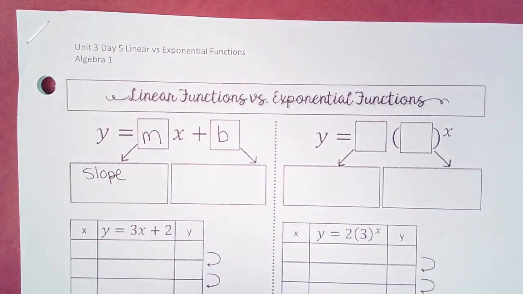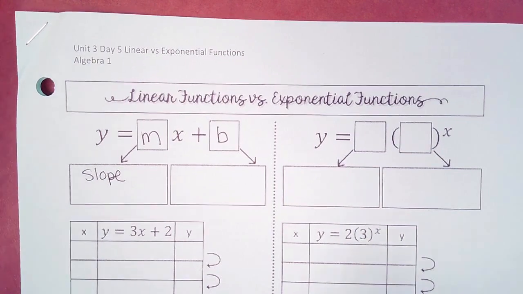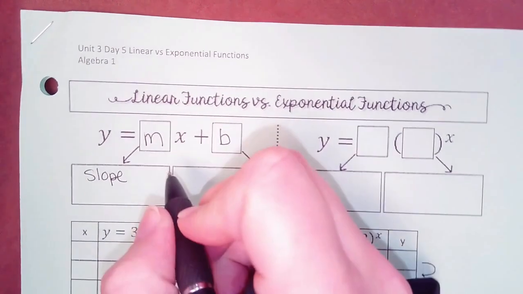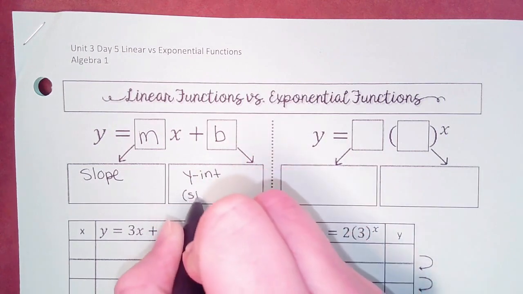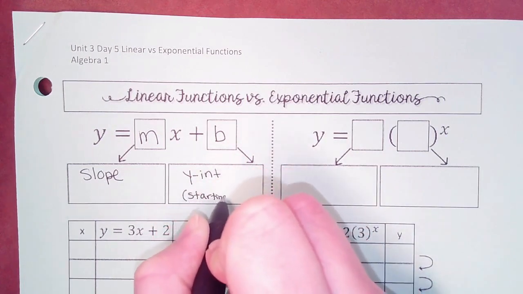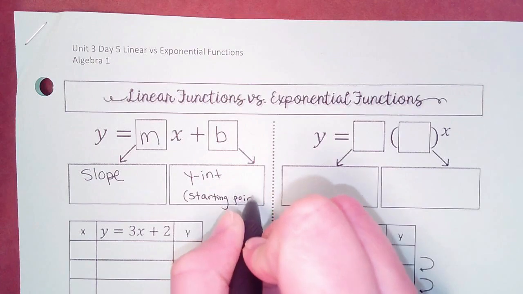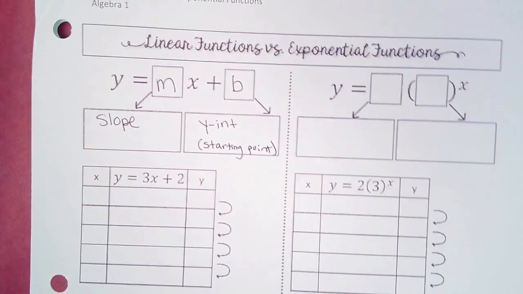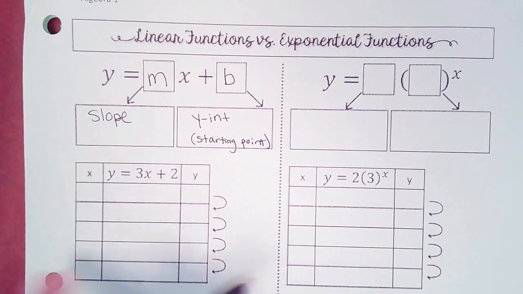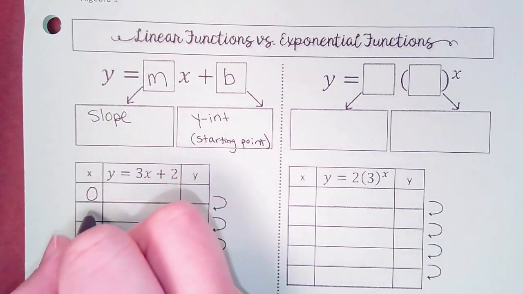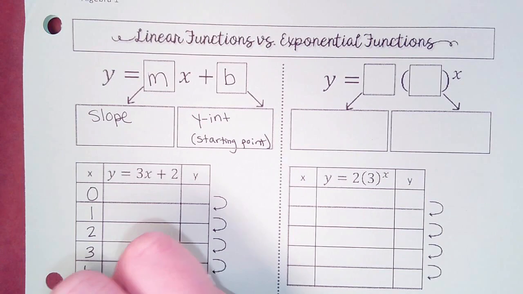This is the number that we would add or subtract each time. And then your b is your y-intercept, which is your starting point. So if I look at this equation, y equals 3x plus 2, if I fill out my x's, let's just go with 0, 1, 2, 3, 4.